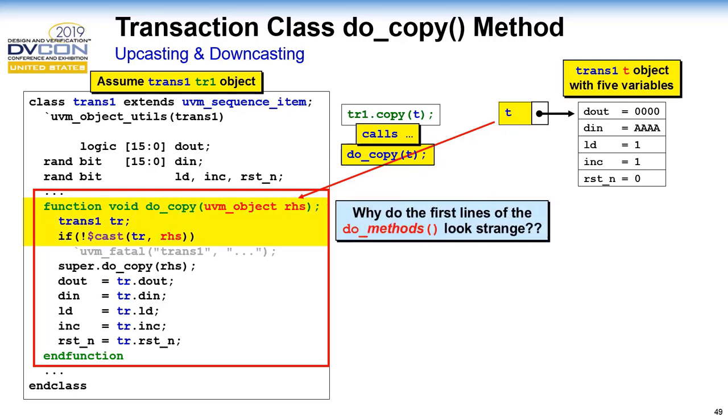Now, the do copy command that I have defined inside of my transaction here has these 3 lines of code that, to me, kind of looked strange until I understood what they were doing. As a matter of fact, it was Adam Erickson's paper back in 2011. Very good paper. Highly recommend it.